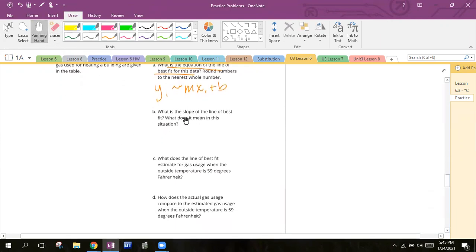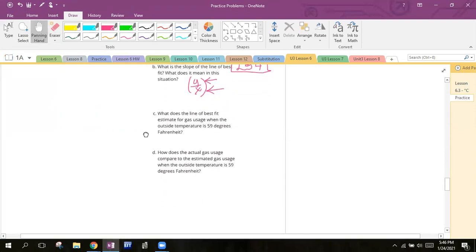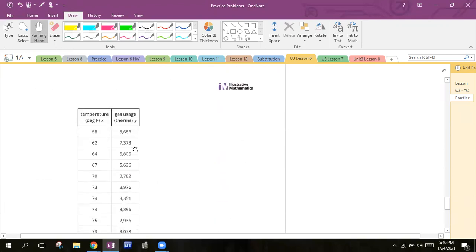And it says, what is the slope of the line of best fit? What does it mean? Okay, we did all of this in lesson 4. Go back to lesson 4 if you're confused. That's the change of Y over the change of X. How is your Y value increasing or decreasing? By how much? For every 1 X value. What does the line of best fit estimate for the gas when the outside temperature is 59 degrees?